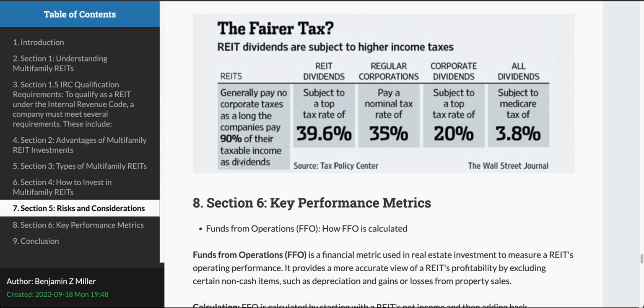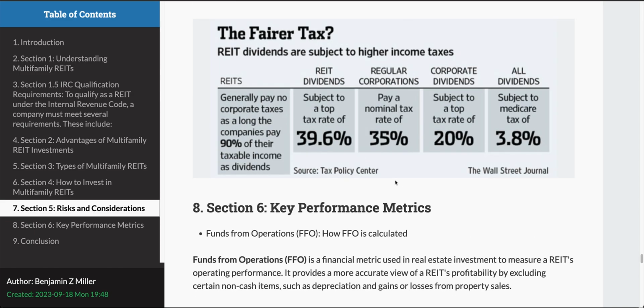So the corporation pays no tax. That's correct, but that doesn't mean that you as a REIT investor pay no tax. You're going to be up to a top tax rate of, look at that, 39.6%. So if you get $100,000 in dividends, you're going to pay $40,000 in taxes. If you've got $10,000 in dividends, you're going to pay $4,000 in taxes. That is significant, and that's something to think about.